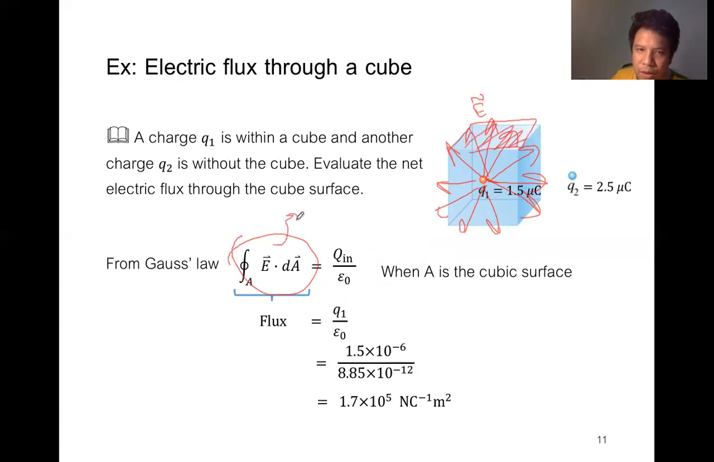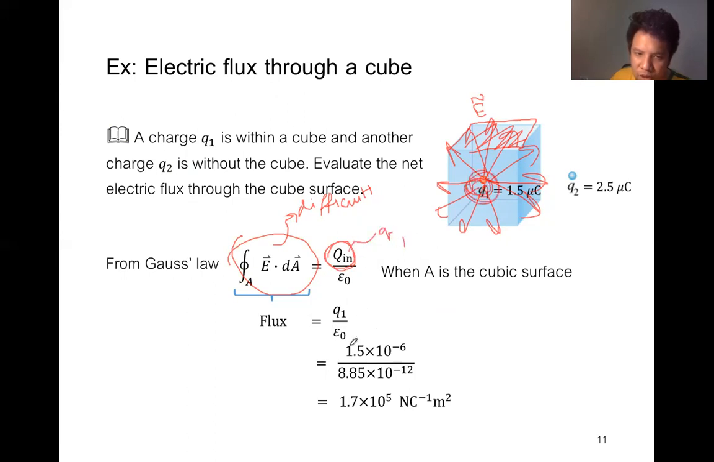So the integration here is difficult. It's not easy to do this integration. But your life will be a lot easier with Gauss's law. With Gauss's law, we can say directly that the total charge inside, or Q in, is actually Q1 in this example.